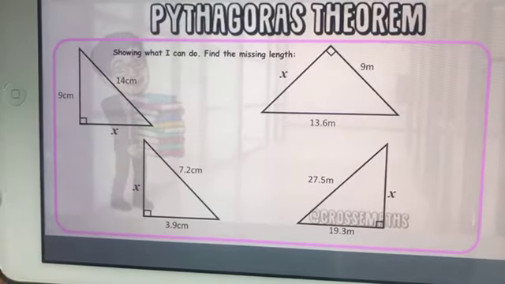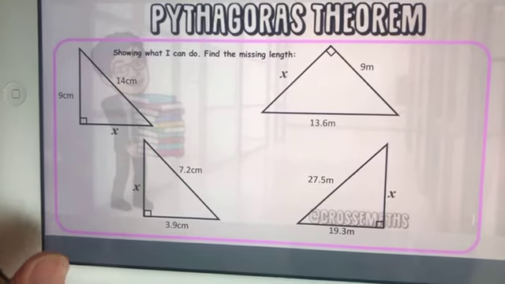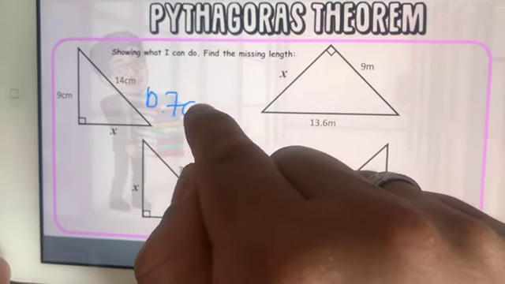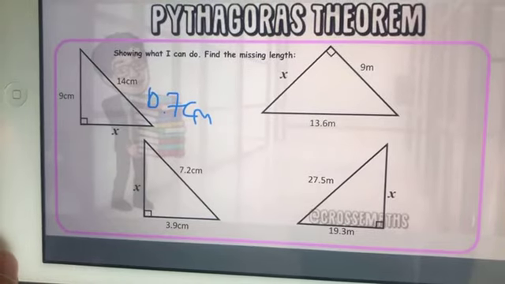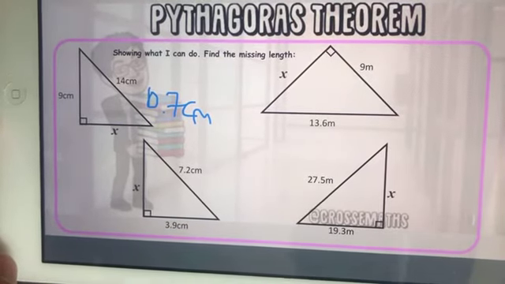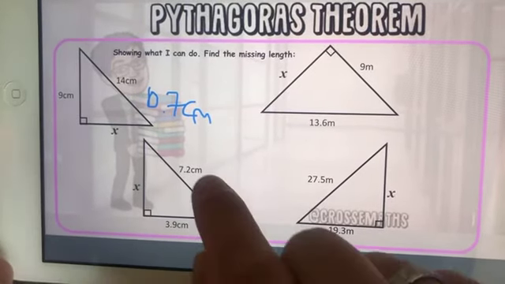Right, guys, so very quickly, just going to go through each of these. I'll have the answers on myself. So remember, you can do it all in one line of work. We've got 14 squared, take away 9 squared. So for the first one, it's 10.7 centimeters. Second one, 7.2 squared, take away 3.9 squared, square root the whole thing, is 6.05.